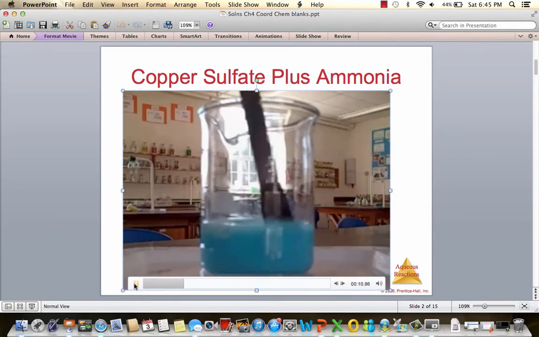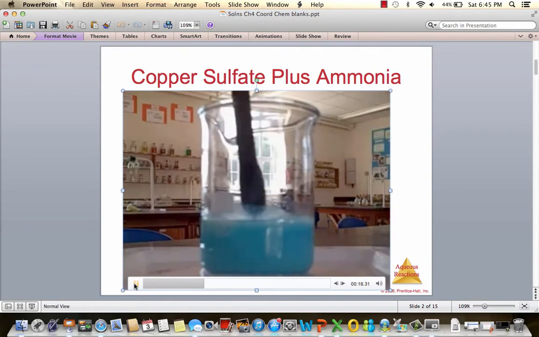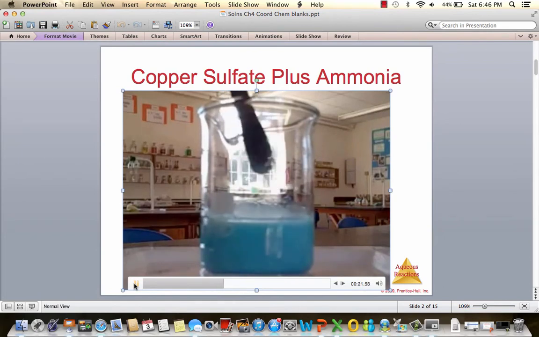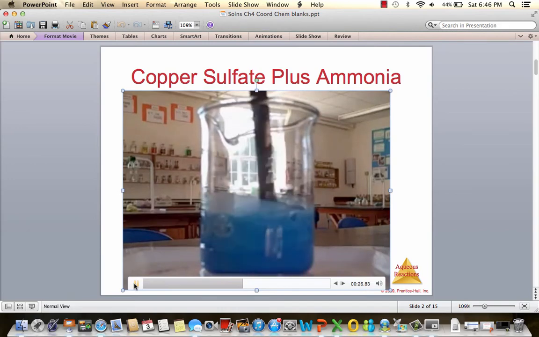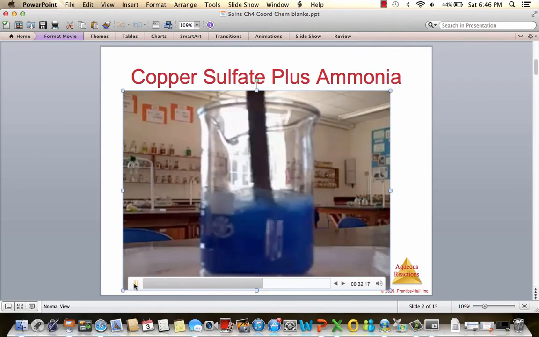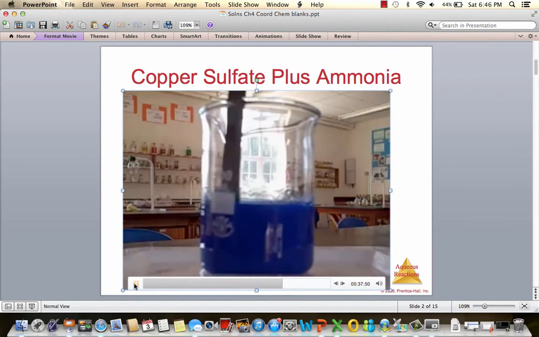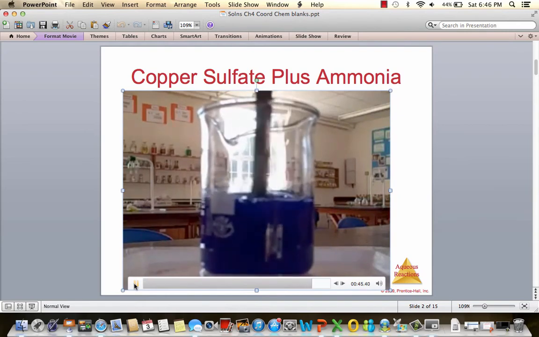As they add ammonia, you can see it becomes cloudy. That is an indication of a white solid or a precipitate. As he adds more ammonia, it changes again. As you can see, the light blue precipitate dissolves and a dark solution appears. The next slide will show us the chemical reaction in this example.